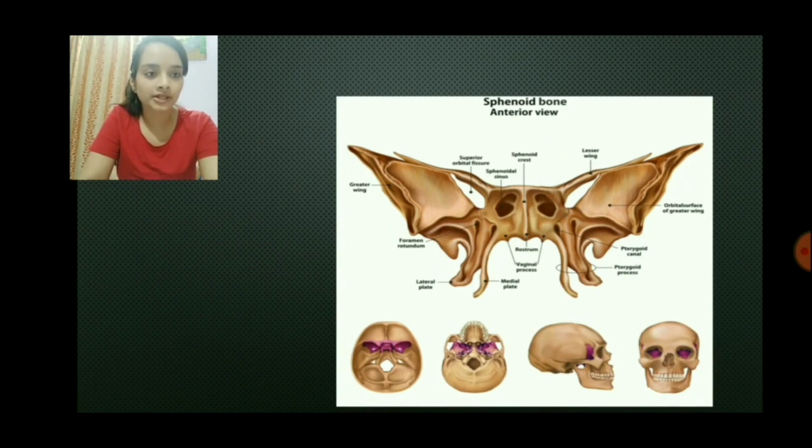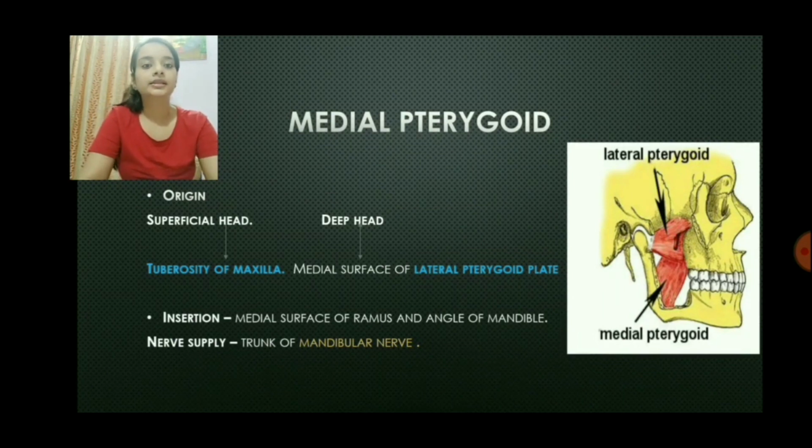As you can appreciate, there are pterygoid plates visible. The lateral one is the lateral pterygoid plate, on which the medial surface is the attachment, the origin of medial pterygoid muscle. The insertion is the medial surface of ramus and angle of mandible. The nerve supply is different from the other muscles of mastication, that is the trunk of mandibular nerve. This can be asked in Viva as well as MCQs for the NEET aspirants.